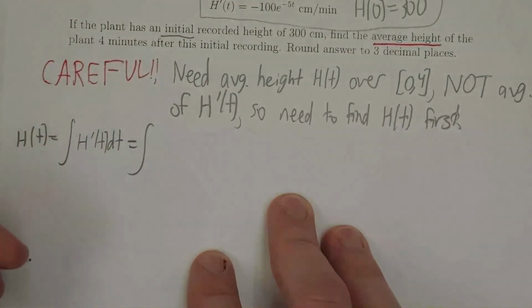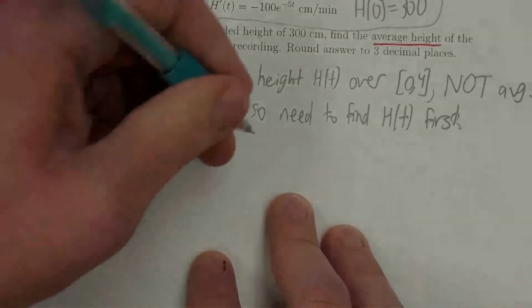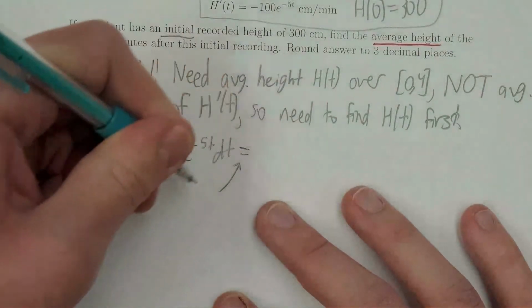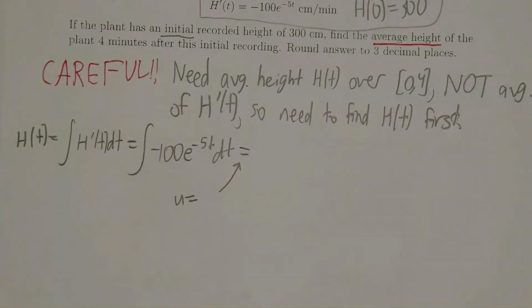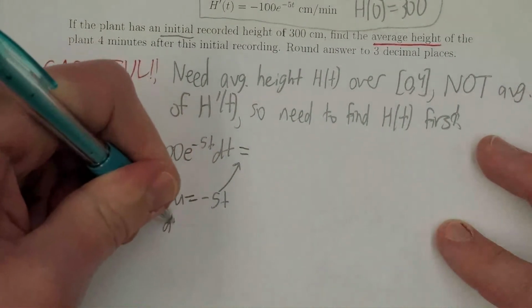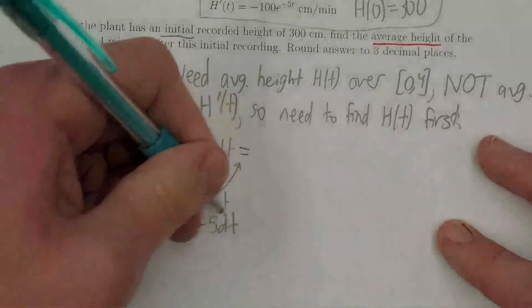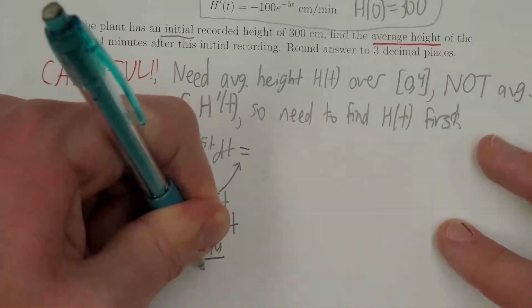So the integral of -100 times e to the -5t dt. All right? So in this case, based off of what we've been doing up until this point, what will be a good u substitution for this problem? -5t, good. Okay, so then from this you should be able to pretty quickly see that du is then -5 dt, or if you prefer, dt equals du over negative 5.